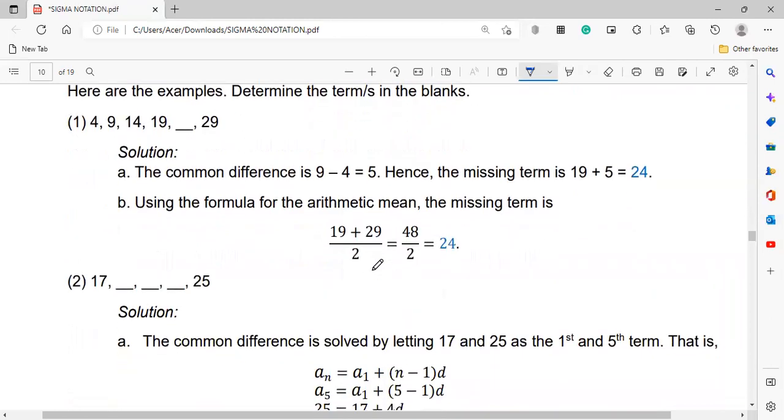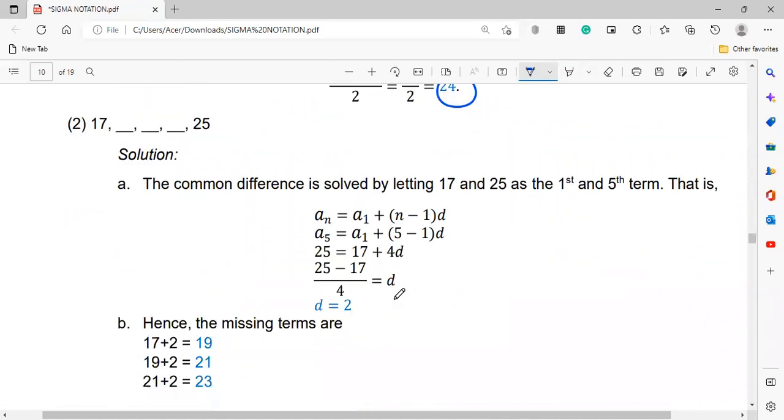Okay, so let's have this example. 4, 9, 14, 19, blank, and 29. We can find the common difference immediately, 9 minus 4, or just select two terms, 19 minus 14, is 5. Then add 5 to 19, then 24, therefore, is the missing term, which is the arithmetic mean. Also, if we get 19 and 29, we divide the sum by 2, we get 24.